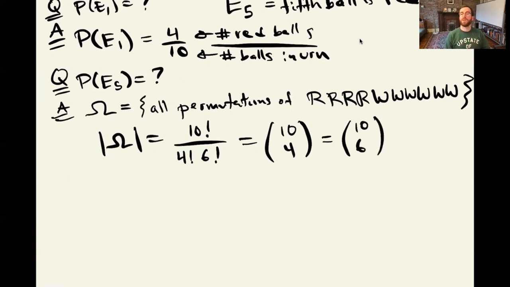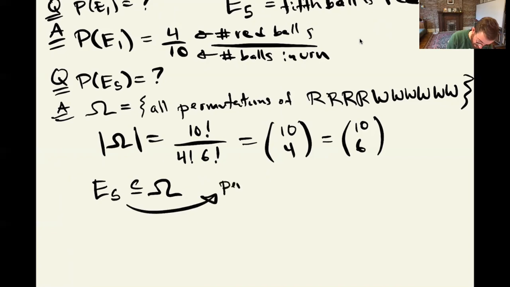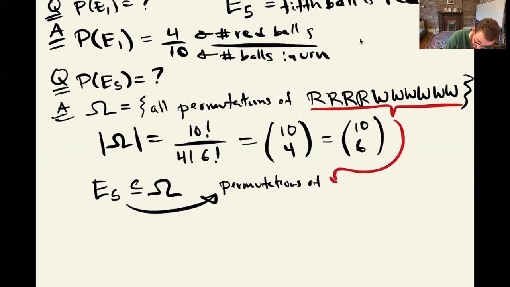So how could we use this framework to compute the probability of E5? Meaning I have a red ball in my 5th position. So here's a way of modeling that. E5 is going to consist of the subset of all permutations where there's a red ball in my 5th position. So these are going to be permutations of this right here, where there's a red in the 5th position.